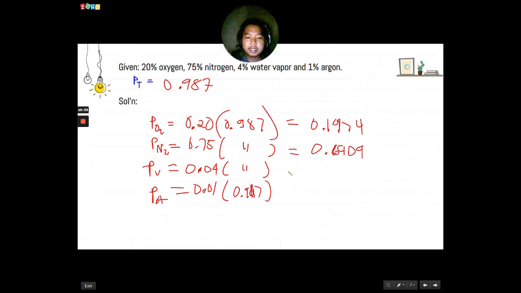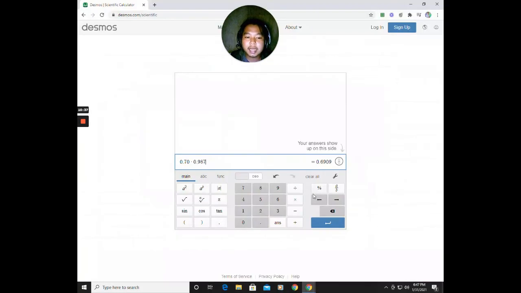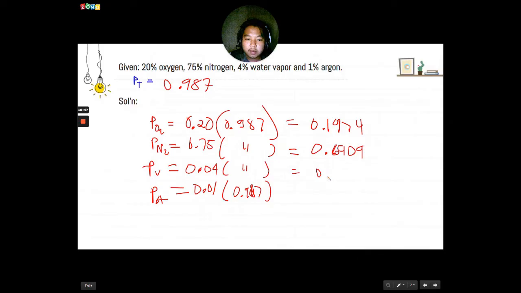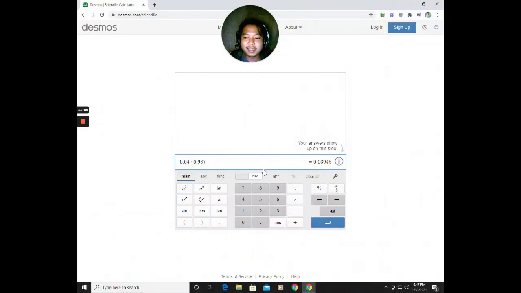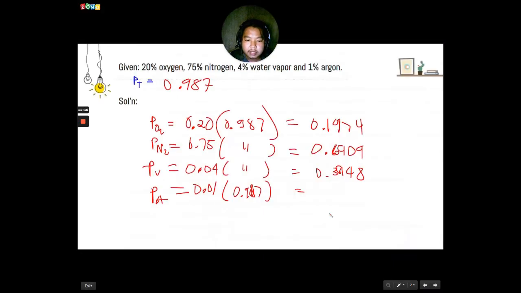But it's okay if it stays like this since we are talking about partial pressure, so that it will match with my 0.987. Then 0.04 times that would be 0.3948. Hopefully you can follow, though we are actually doing it slowly. When we have 0.01, that's 0.0987.